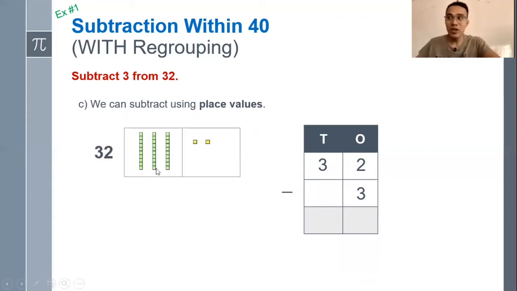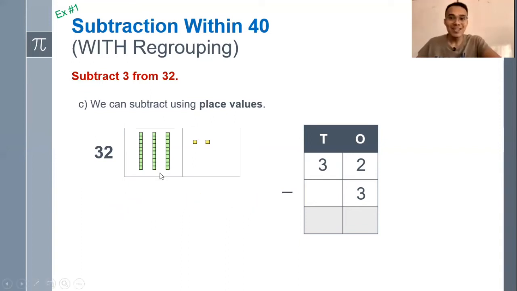In 32, there are 3 tens and 2 ones. Look at the numbers in ones. We have 2 and 3. 2 ones minus 3, or 2 ones take away 3. Can we do that? No. We don't have enough ones. We are going to ask help from the neighbor, which is the tens. Meaning, we are going to regroup 1 ten. Remember, 1 ten equals 10 ones.